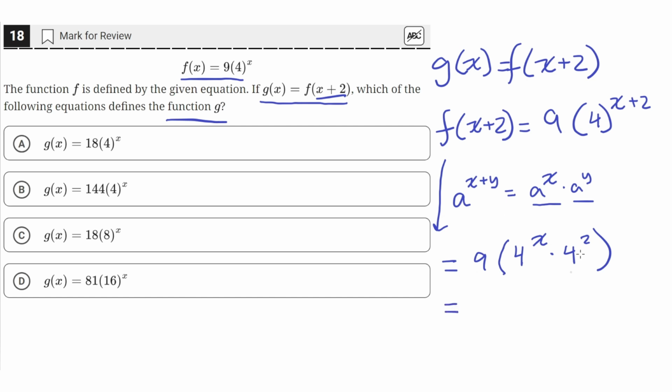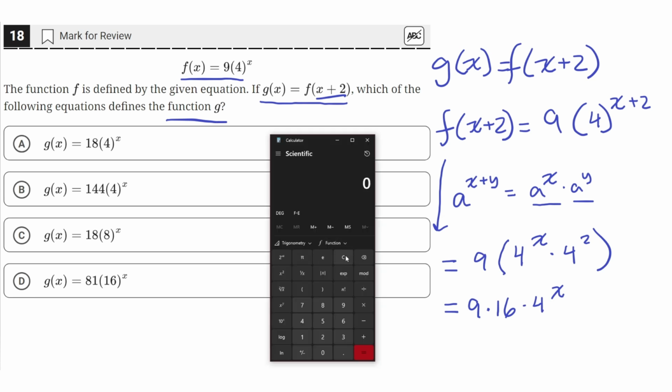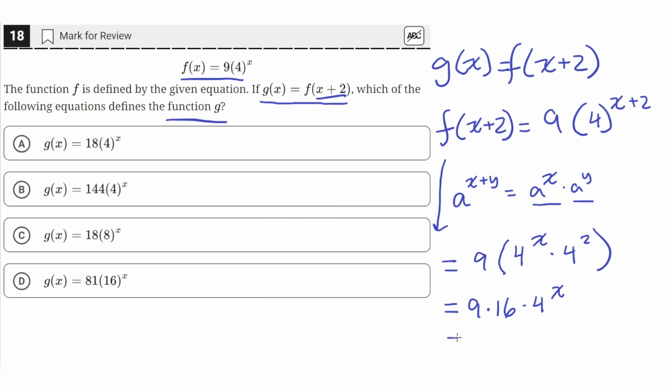So then we can just simplify this 4 squared. So it'll be 9 times 4 squared, which is 16, times 4 raised to the x. And then we can just put that into our calculator. 9 times 16 is 144. So this simplifies to 144 times 4 raised to the x, which is answer choice B.